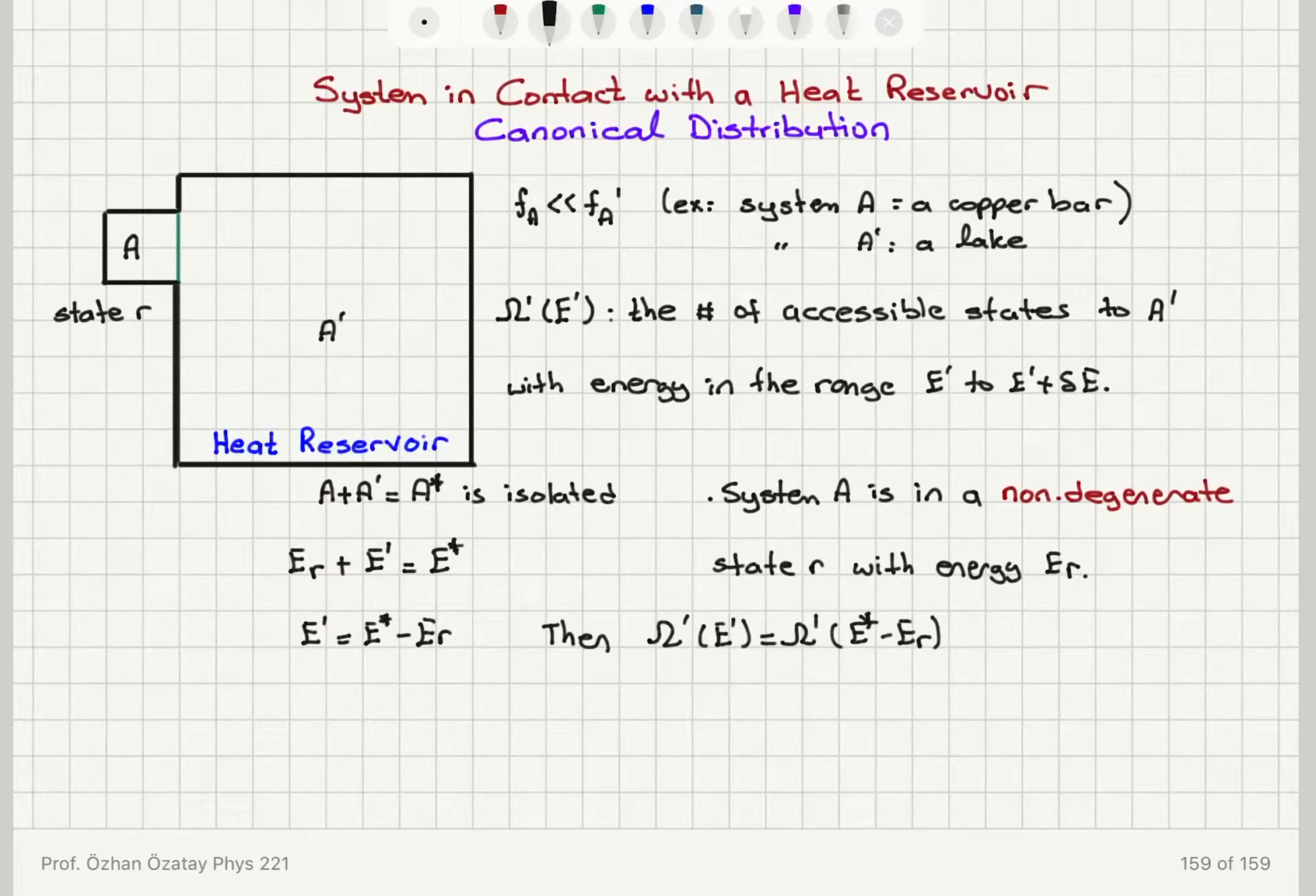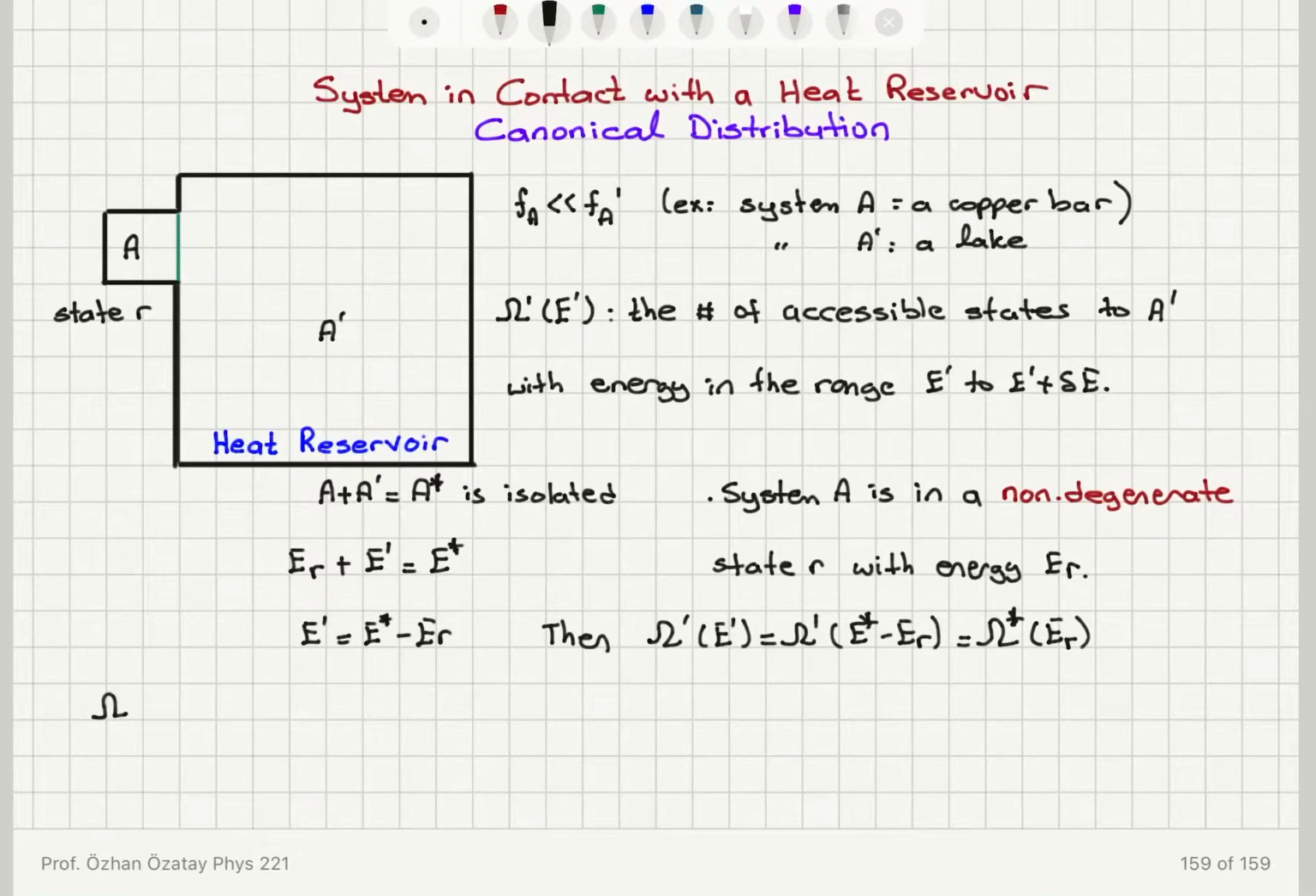This is actually equal to the number of states accessible to the total isolated system when the system A has energy E sub r. Why? Because the number of accessible states to the total system is the number of accessible states to system A, but system A is in state R. There is only one accessible state, and system A prime has omega prime of E star minus E sub r, which means the total number of accessible states to A star when A is in state R will be 1 times omega prime of E star minus E sub r. So let me emphasize that.